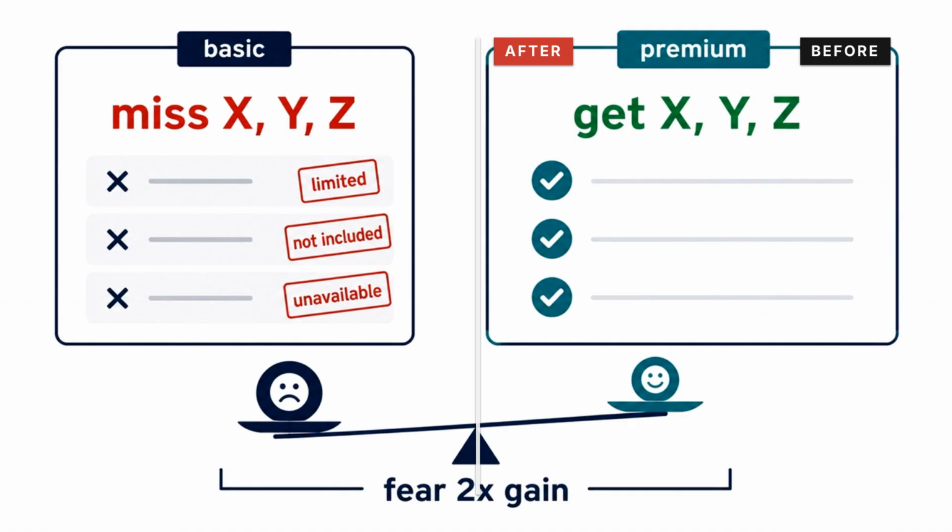The third bias is loss aversion, and it is the most underused lever in SaaS pricing. Behavioral research shows that the fear of losing something is roughly twice as powerful as the pleasure of gaining something of equal value. On a pricing page, this means framing matters more than features. Instead of saying you will get X, Y, and Z with the premium plan, say you will miss X, Y, and Z with the basic plan.